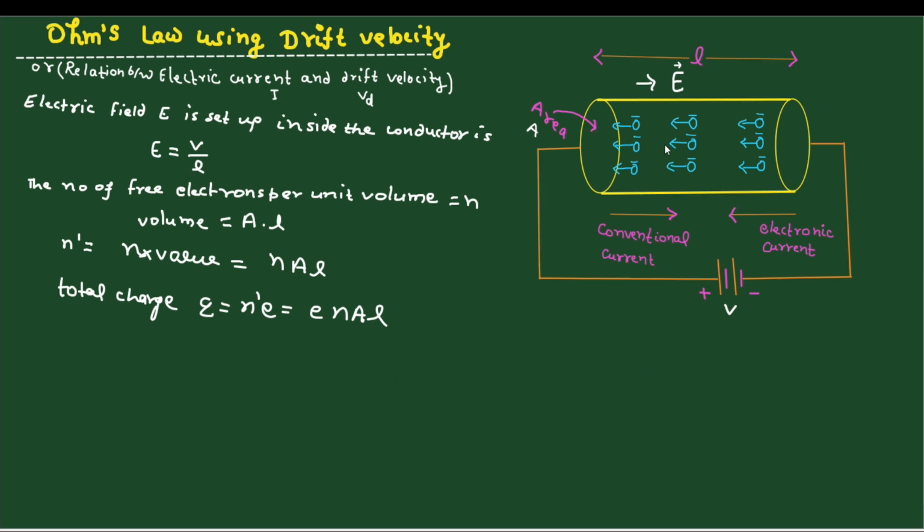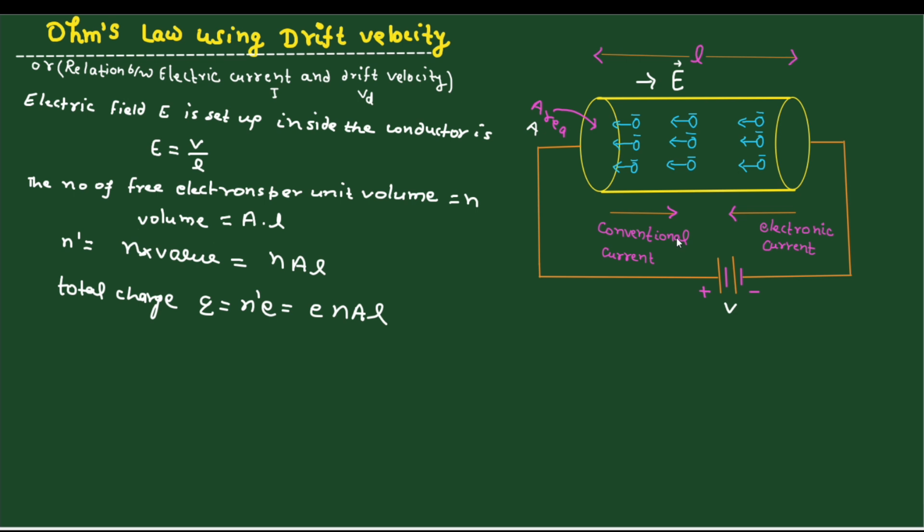And we know that under the influence of this electric field, the free electrons begin to drift in the direction opposite to the electric field with an average velocity Vd. The time taken by the free electrons to go from the right side to the left side is given by time t equal to distance upon velocity, meaning drift velocity.